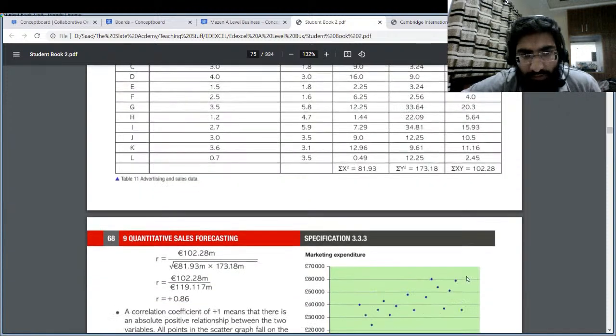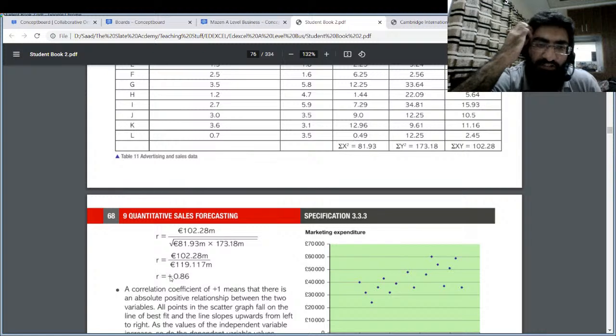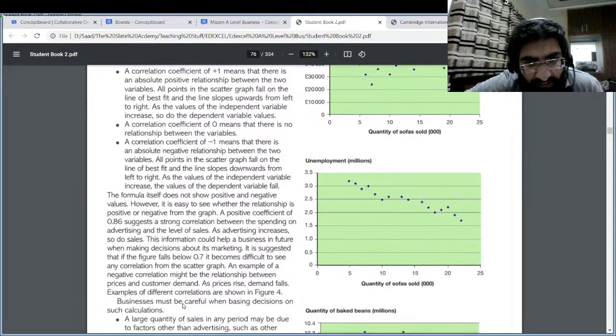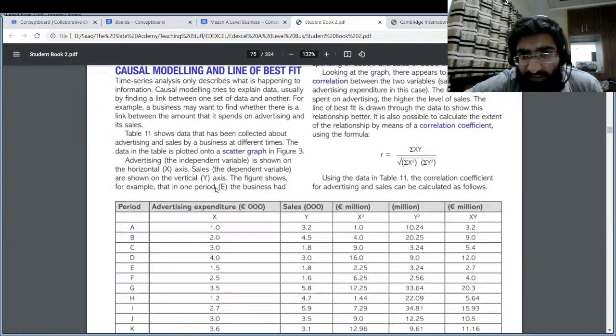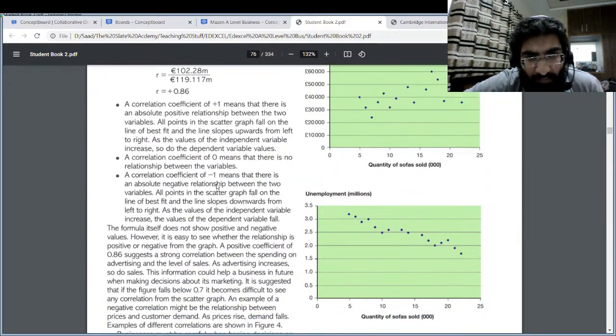Then you get the answer as plus 0.86. Plus means there is a positive correlation, meaning if you increase the advertisement expenditure, the sales increases. And 0.86 shows the strength of the correlation. 0 means there is no correlation. Negative means there is a negative relationship: one increases, the other decreases. More than 0.5 means it's a strong one, so they are strongly correlated. In your book, I think they haven't given whether to calculate for strong or weak, but that is how it is.